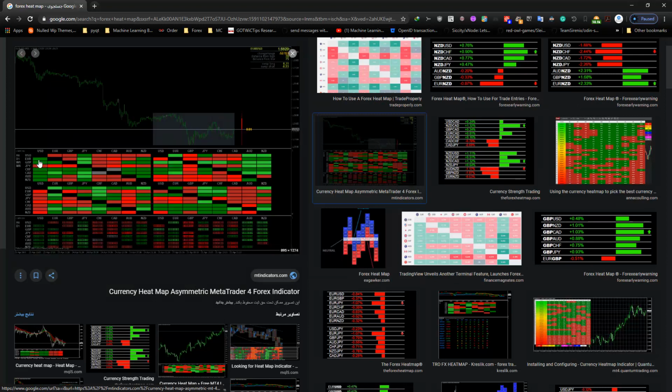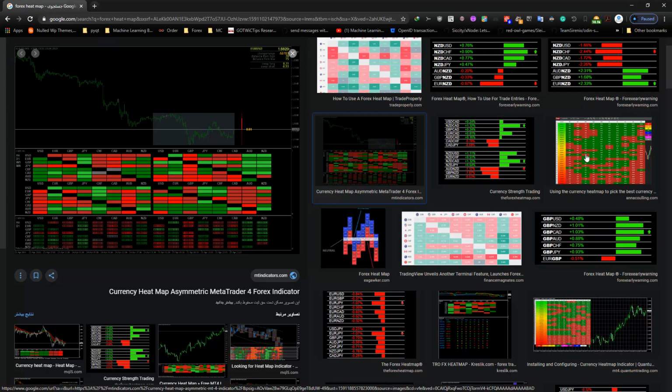When you look at this, we have two sections of pairs, and we compare the pairs to each other. So for example, for Euro USD, we are predicting that Euro USD will rise. Euro GBP, we predict to fall. Euro JPY, rise. This is one way of drawing heat maps.